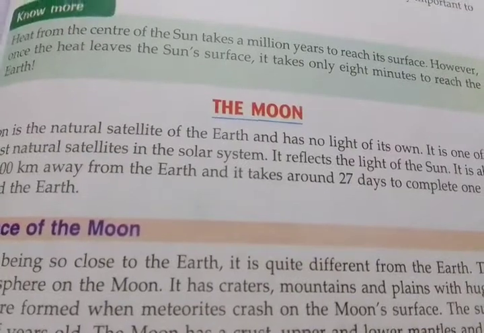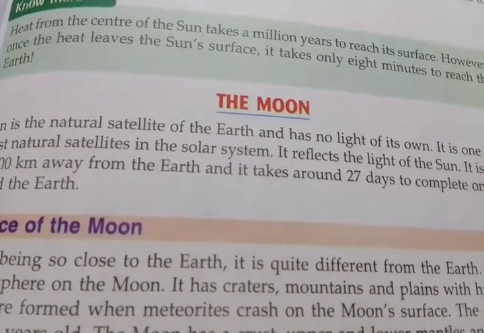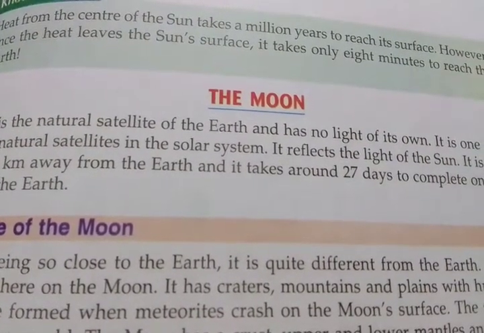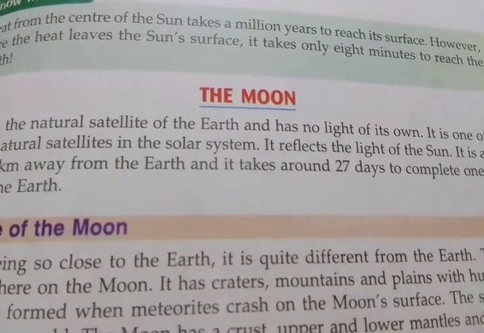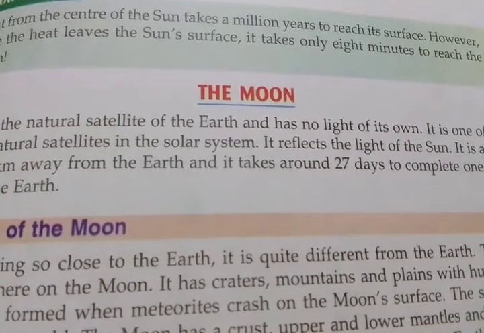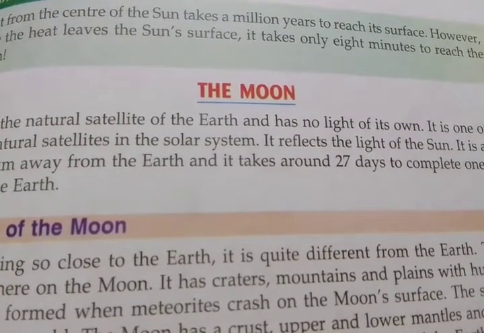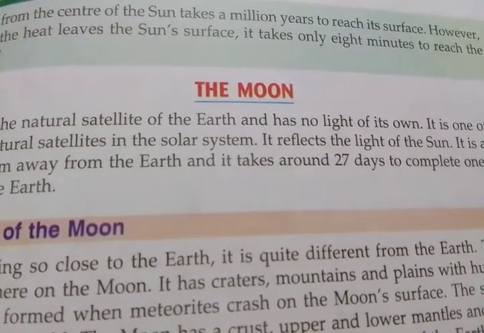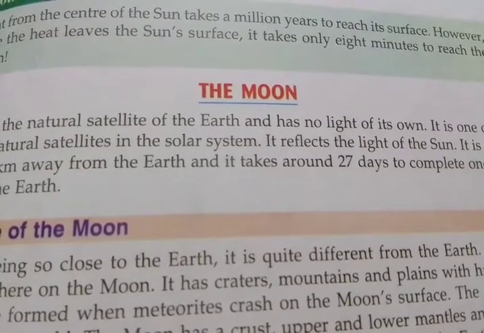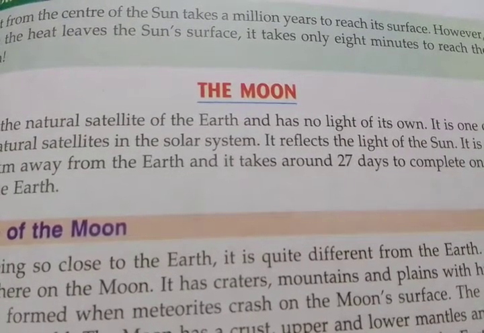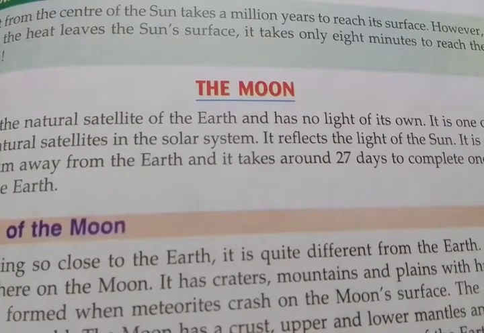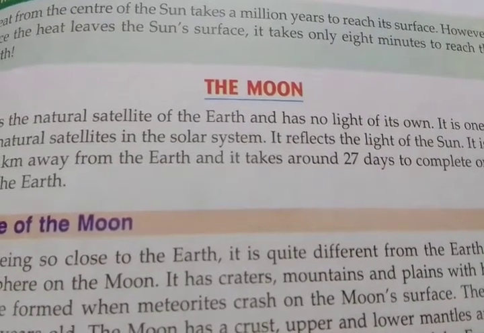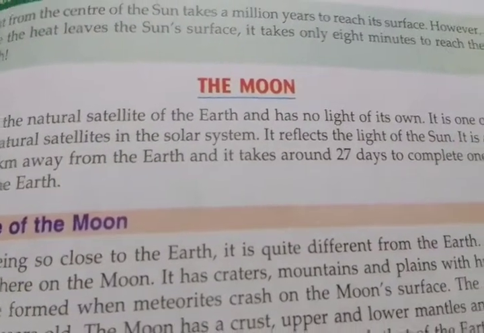Moon is the natural satellite of the Earth and has no light of its own. It is one of the largest natural satellites in the solar system. It reflects the light of the Sun. It is about 3,84,400 kilometers away from the Earth, and it takes around 27 days to complete the orbit around the Earth.